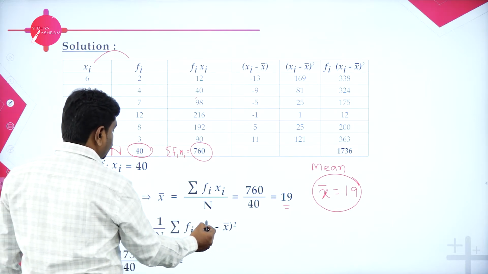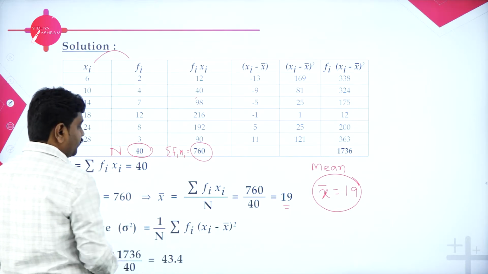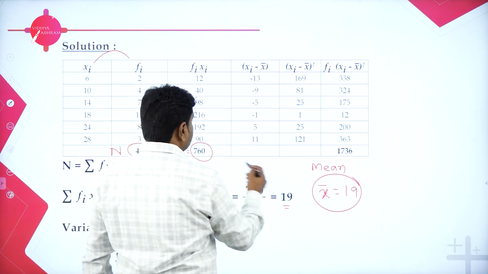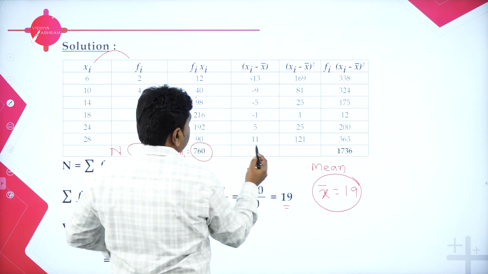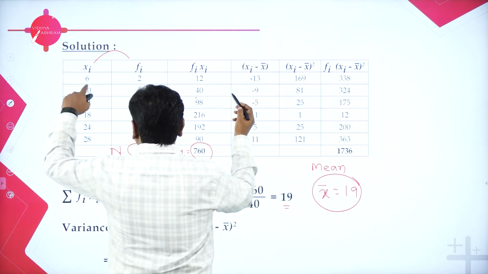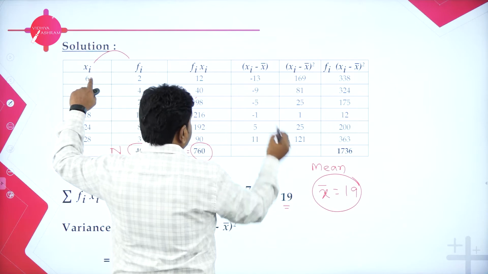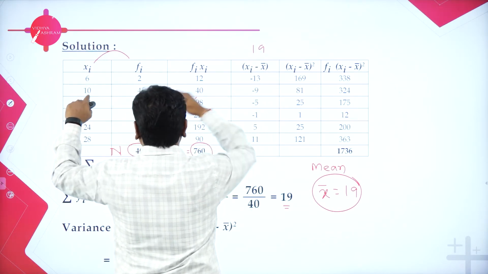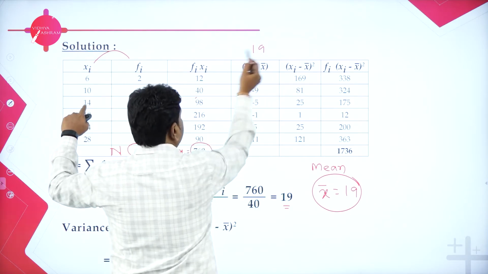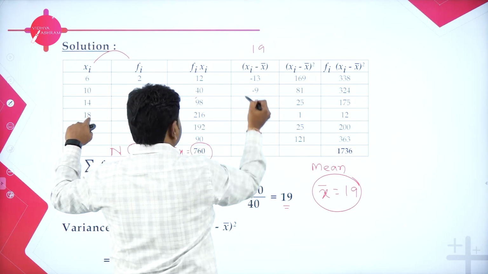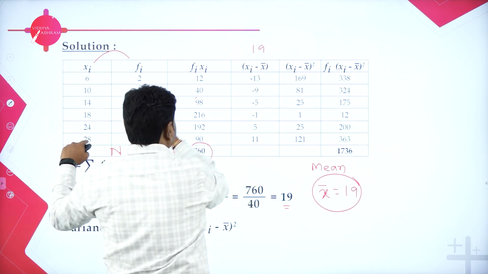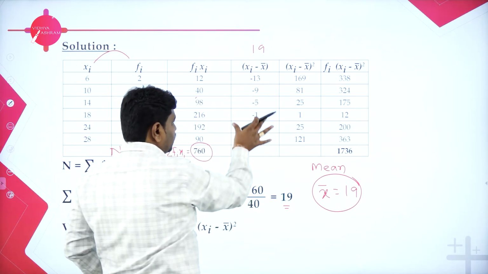Further, variance. What is the formula for variance? Sigma fi into xi minus x bar the whole square by n. So now xi minus x bar the whole square. First you find mean, and then xi minus x bar. So what is xi we got? Xi means each observation. X bar is 19. So 6 minus 19 is minus 13, 10 minus 19 is minus 9, 14 minus 19 is minus 5, 18 minus 19 is minus 1, 24 minus 19 is 5, 30 minus 19 is 11, like this you fill this.